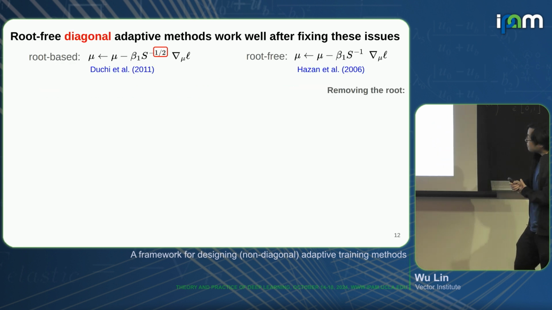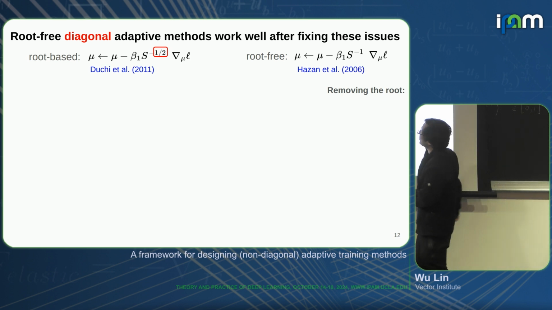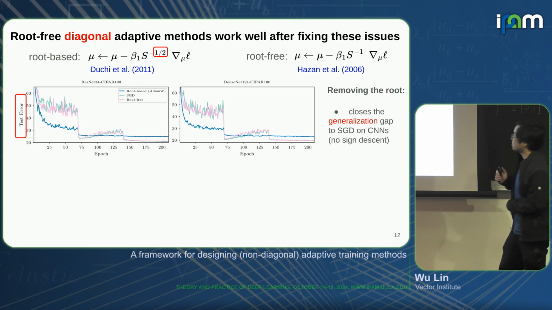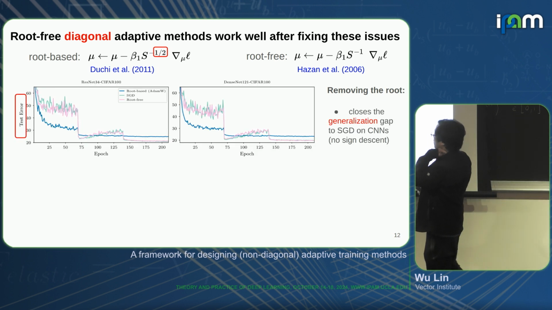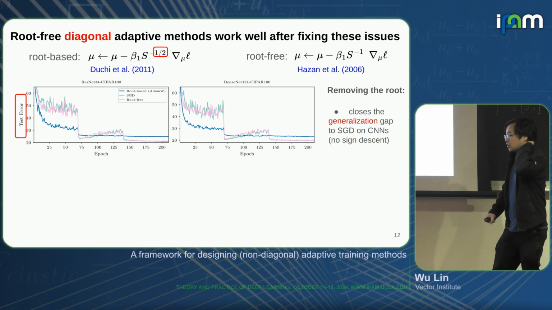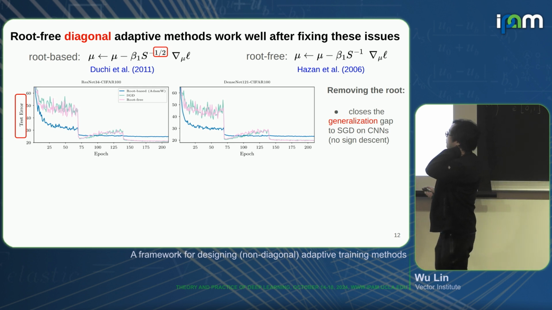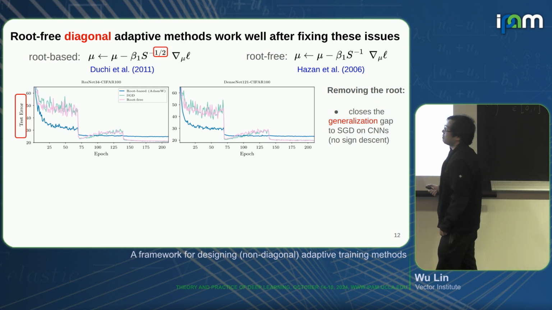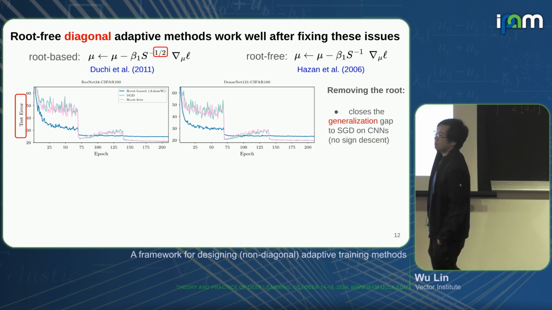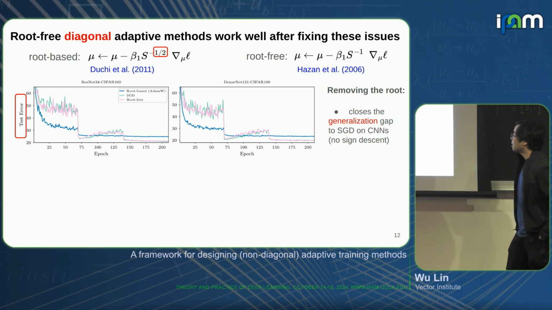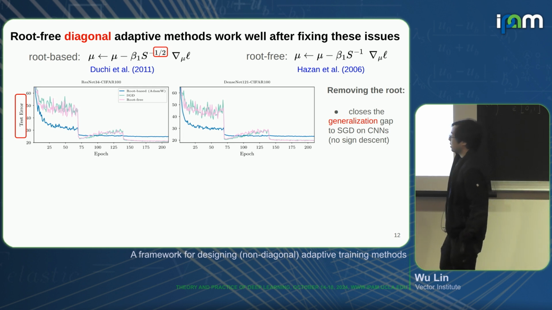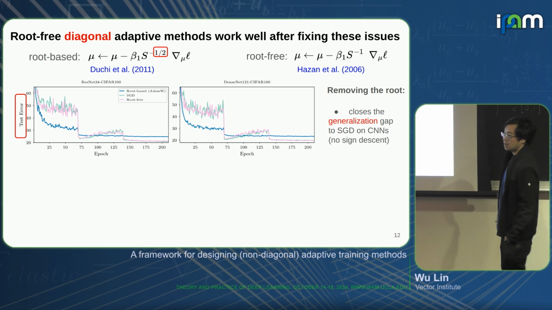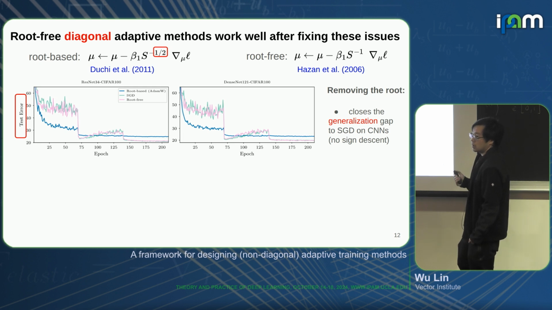So how about the performance? In practice, in the diagonal case, it seems that it works well after fixing these issues. So let's look at the result. We know that in convolutional neural nets, SGD often outperforms AdamW, or maybe the root-based method. But if we remove the root from AdamW, in fact, we can perform as well as SGD. So we can close the generalization gap to SGD on convolutional neural nets. And this is because we have no sign descent component.